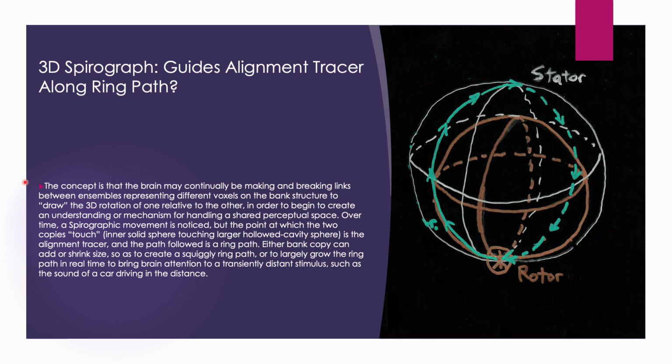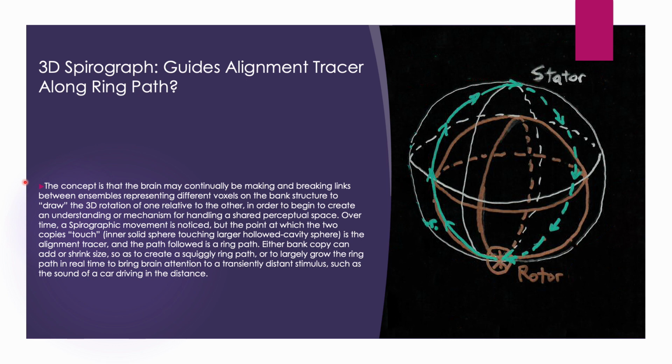And it would be sort of drawing the 3D rotation of one relative to the other in order to begin to create an understanding or a mechanism for handling a shared perceptual space. Over time, a spirographic movement is noticed, but the point at which the two copies touch, the inner solid sphere touching the larger hollowed cavity sphere, is the alignment tracer, and the path followed is a ring path.